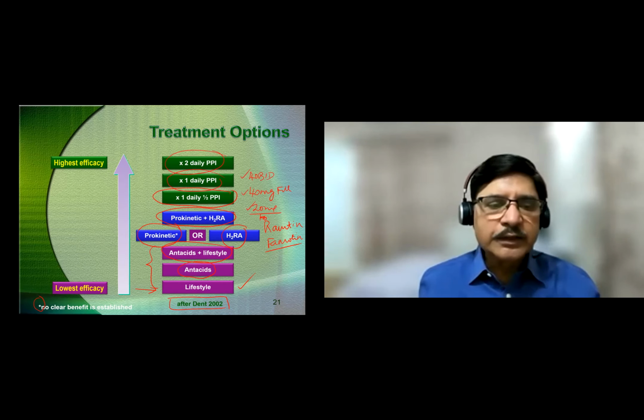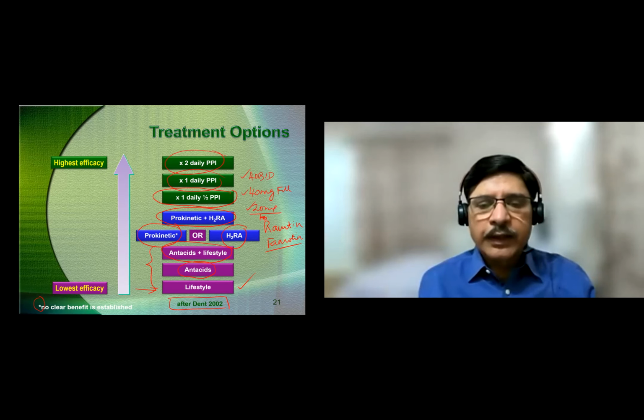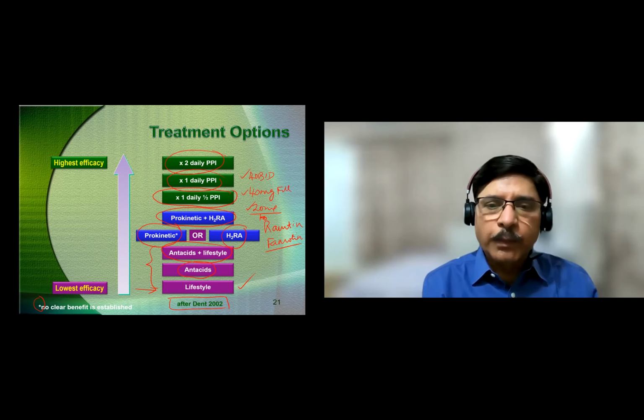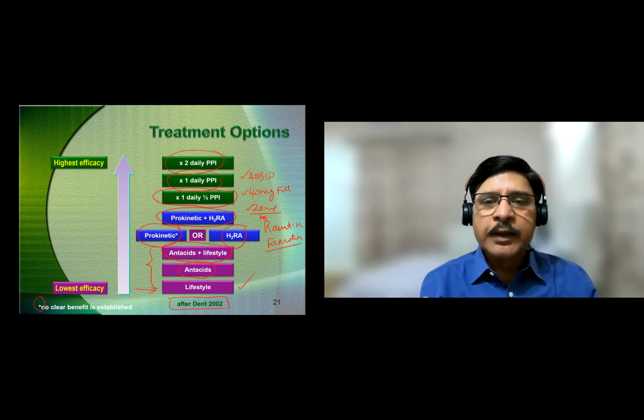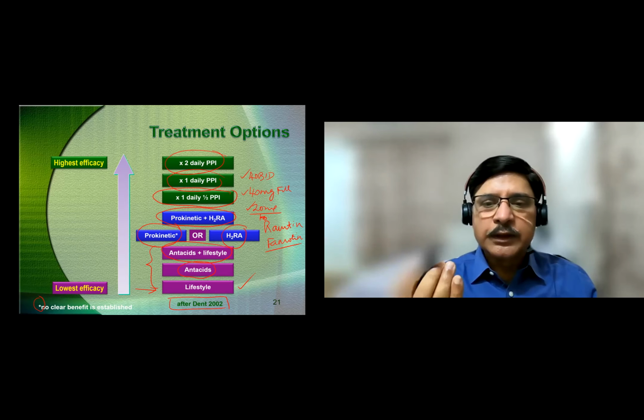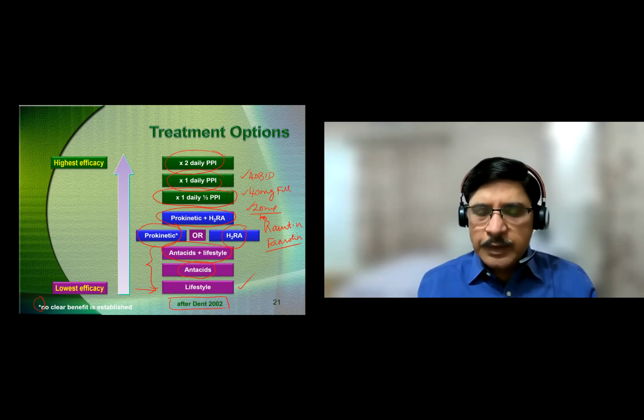So that is the order of efficacy: lowest is lifestyle, then antacids, antacids plus lifestyle. Prokinetics are not always useful; be careful about the cardiac problems. Then with or without H2RA, H2RA alone or a combination, then half dose PPI, full dose PPI and double dose PPI. I take omeprazole as the prototype. 40 milligrams of omeprazole is full dose, 20 milligrams OD is half dose, 40 milligrams BID is the double dose.